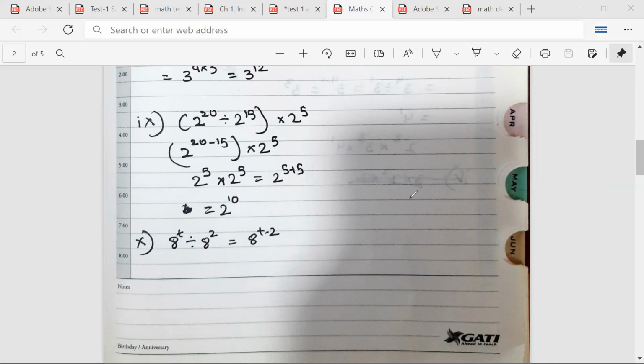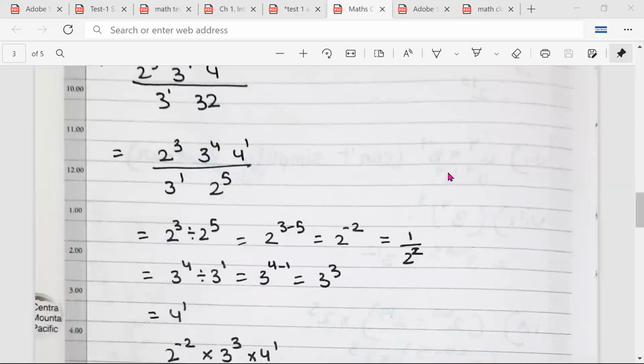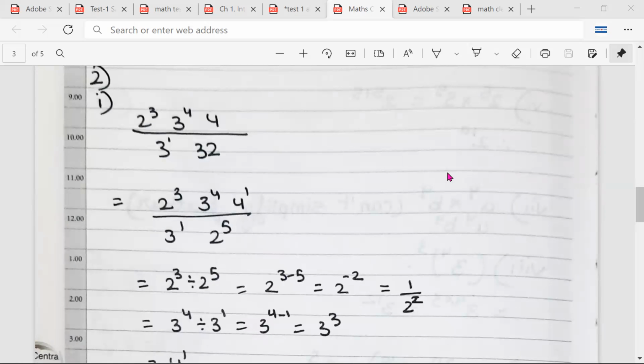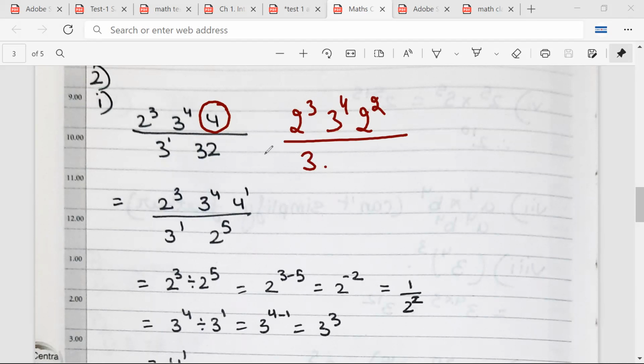Anybody has doubt in question number 1? Hello? No, sir. Right. So question number 2. In question number 2, all that I need to do is write this as 2 square, and this is 3, and then I can reduce this 32 to 2 raised to power 5. Any doubt about this? No, sir.